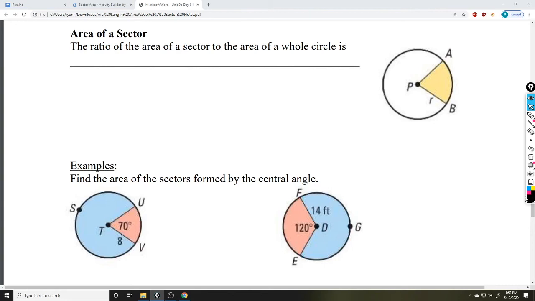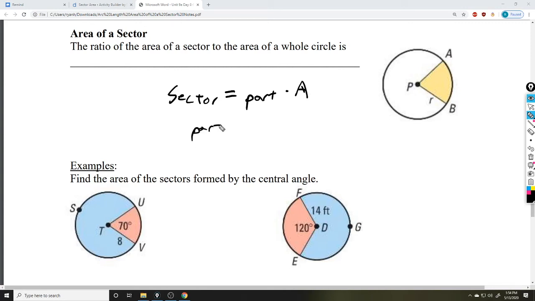All right, area of a sector. I'm going to go a little bit quicker here because it's the exact same idea except with area. So area of a sector, remember the sector is this slice, the area of the slice. Sector equals part times the area. So the only difference is that now we're looking at area.